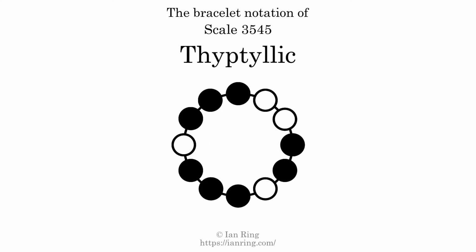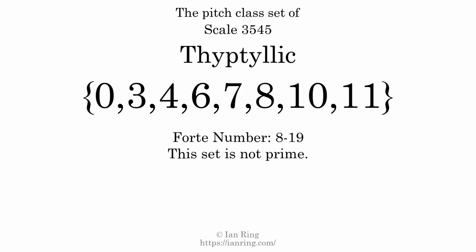This is a bracelet notation diagram of scale 3545. The shaded circles represent tones that appear in the scale, and they are read clockwise, starting at the top. The pitch class set for this scale is 0, 3, 4, 6, 7, 8, 10, 11.